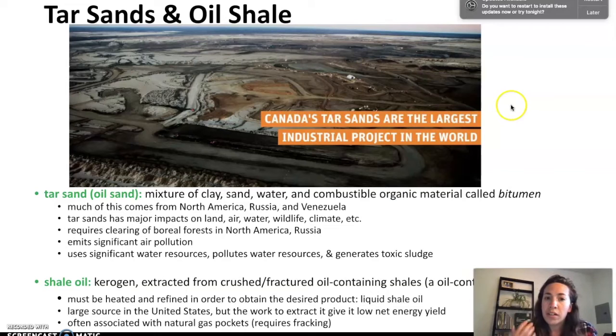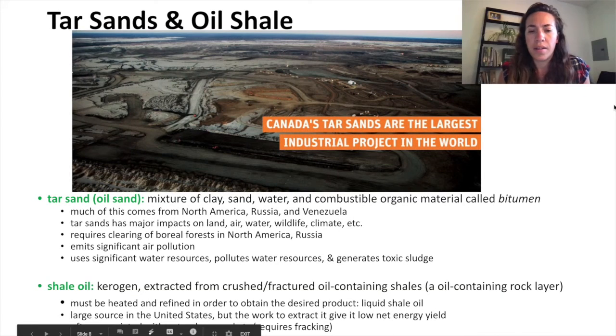So much of this comes from North America. A lot of the tar sands comes from Canada, and the oil shales come from the central United States. But the impacts on land, air, water quality, wildlife, climate are really severe. So basically in Russia or in Canada, they'll have to clear whole paths of boreal forest in order to expose these tar sands. As they do that, they emit a significant amount of air pollution. And then to refine the sands and withdraw the actual petrochemical materials from the sand that they want, it requires a lot of pumping of water, and the excess water is going to pollute nearby water resources and generate this toxic sludge material.